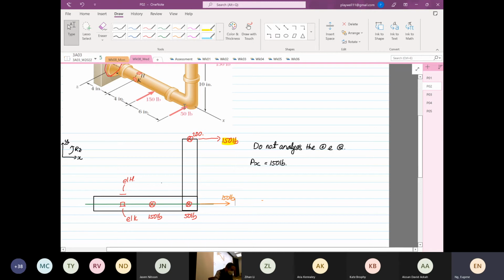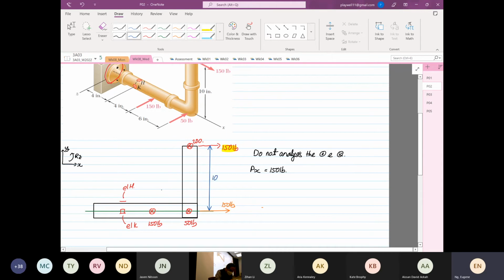Not only that, it has a perpendicular distance to the centroid. And this perpendicular distance is 10 inches. So the moment about Z is equal to 150 multiplied by 10, which is 1,500 pound-inch. And the moment will generate rotation in this direction.